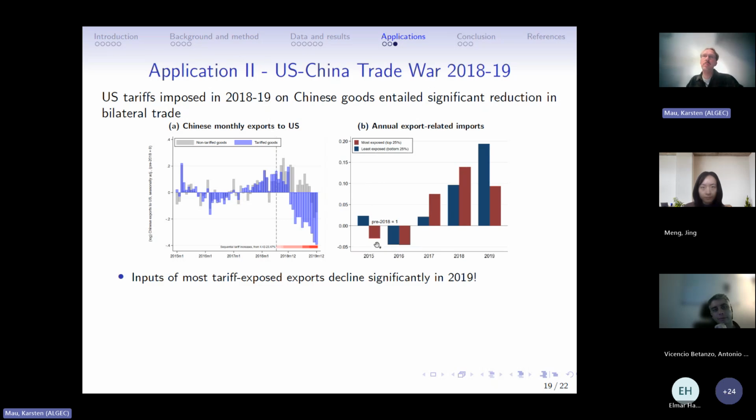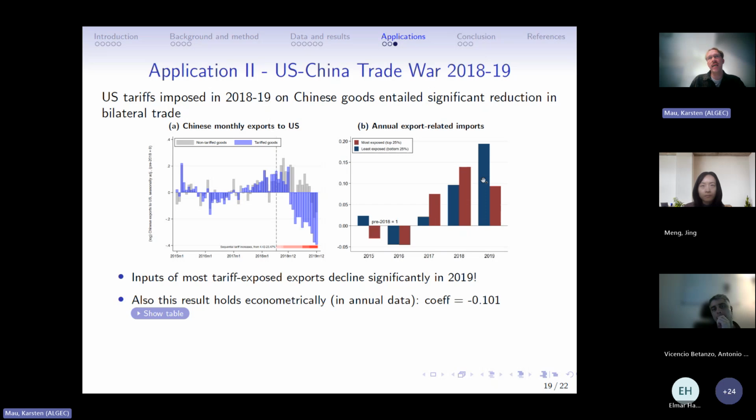We see red and blue. There's no clear distinction early on. Then there is sometimes slower growth or higher growth in the pre-trade war period. But then clearly in 2019, we see this drop of the red bar, which clearly shows this backward, or upstream, propagation of the US tariff shock on Chinese imports.